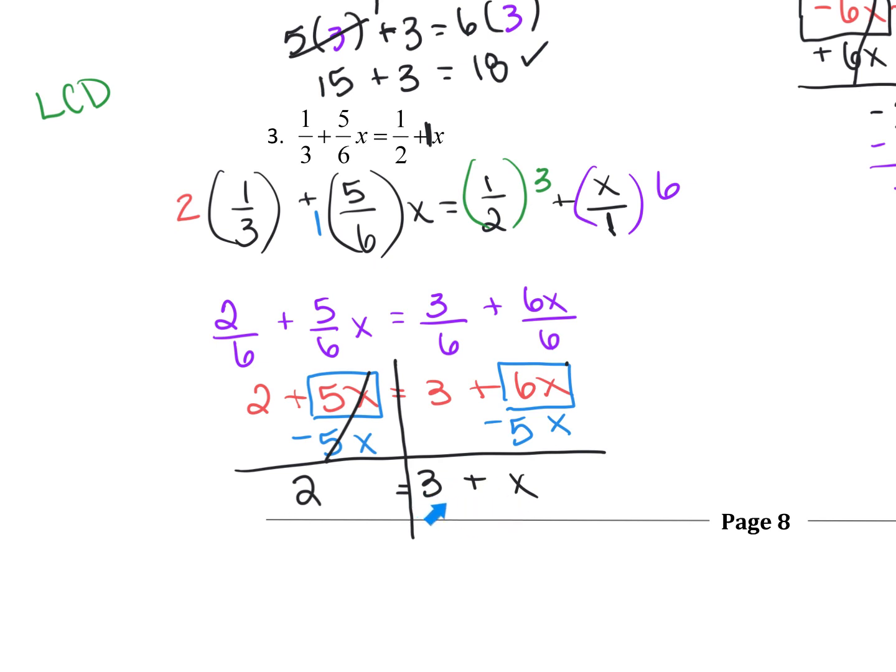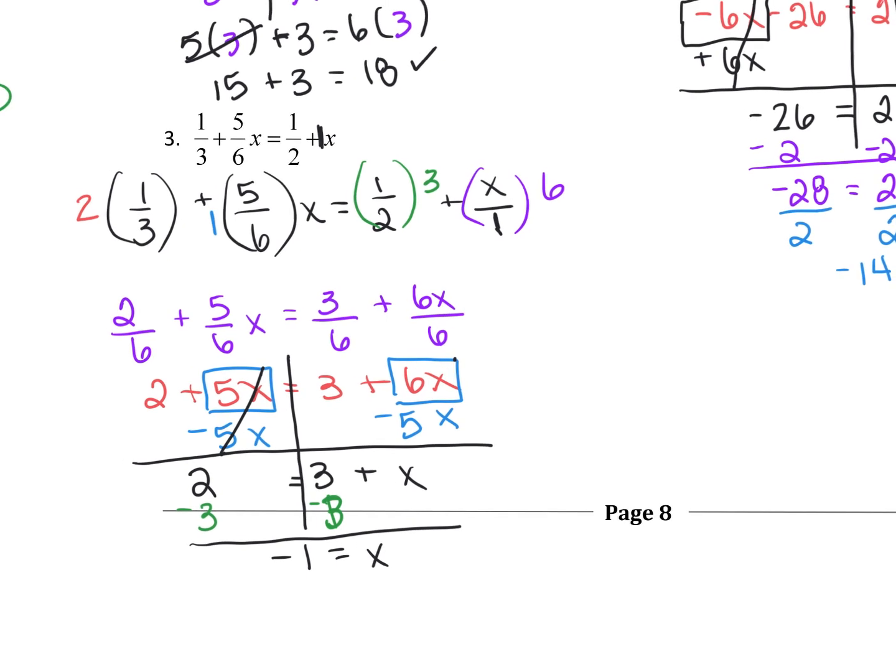So now I have this 3, I need to move away from it. So again, by subtraction, I can undo that. So I'll subtract 3 from both sides. And I get that x is equal to -1.